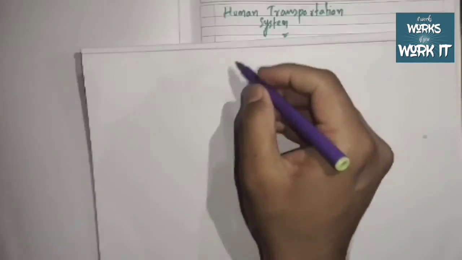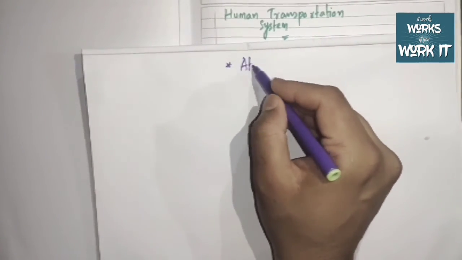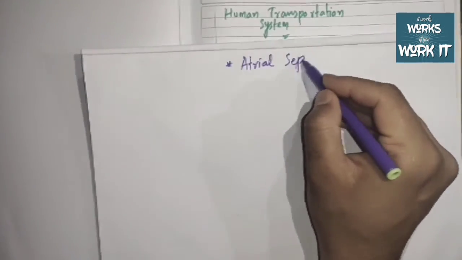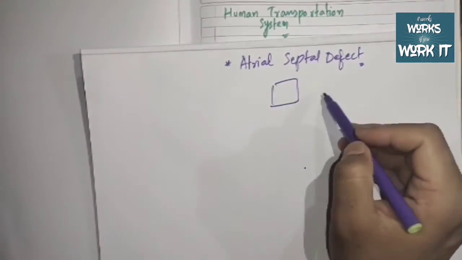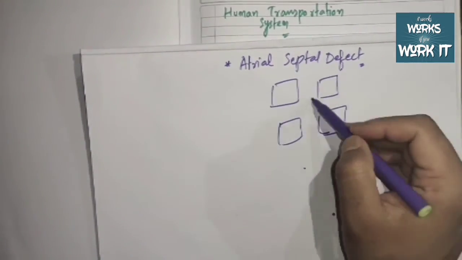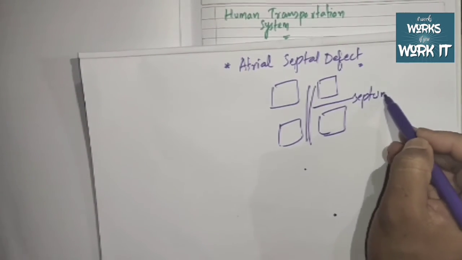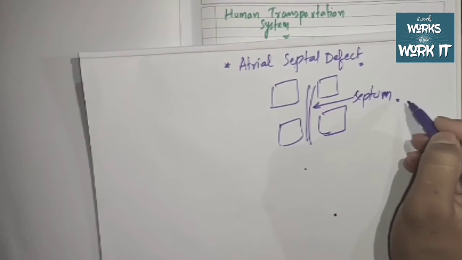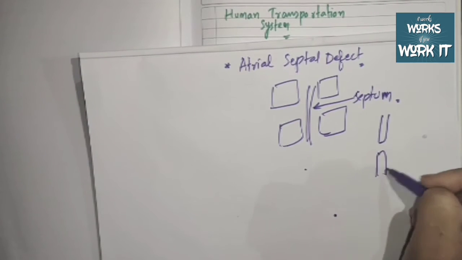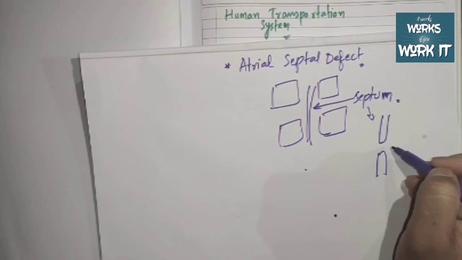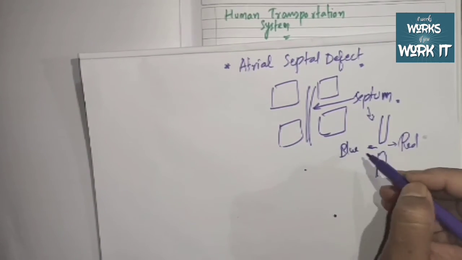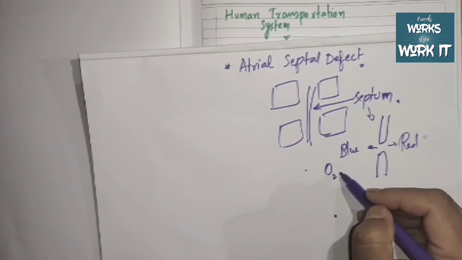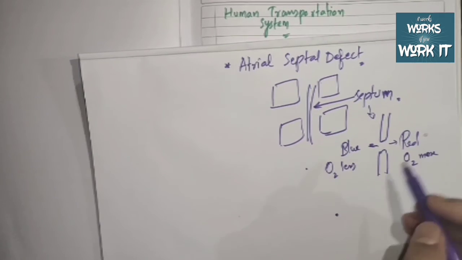Okay, now we will see one of the most prominent defects of the heart, that is atrial septal defect. Suppose this is the heart with its 4 chambers. The wall that separates these chambers is called the septum. And when this septum gets a breakage, there is a chance of mixing of the oxygenated blood and the deoxygenated blood.